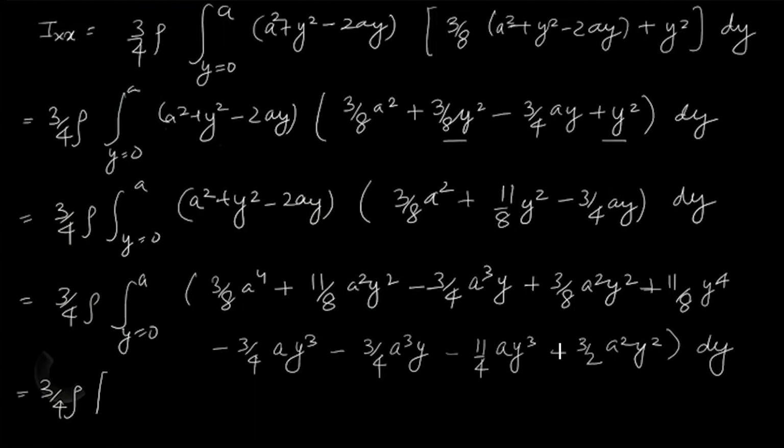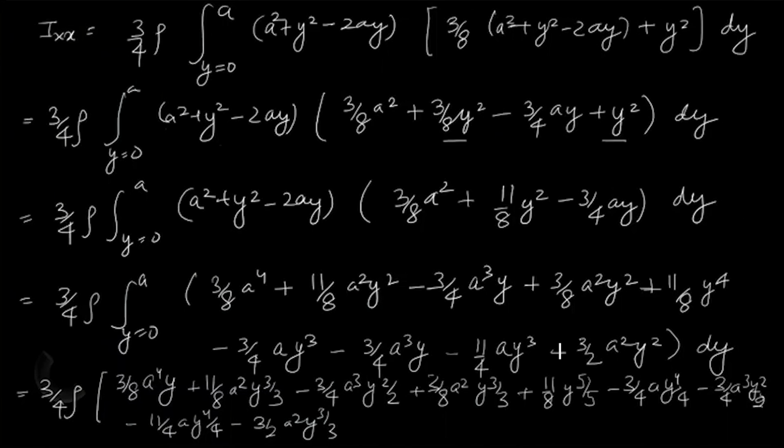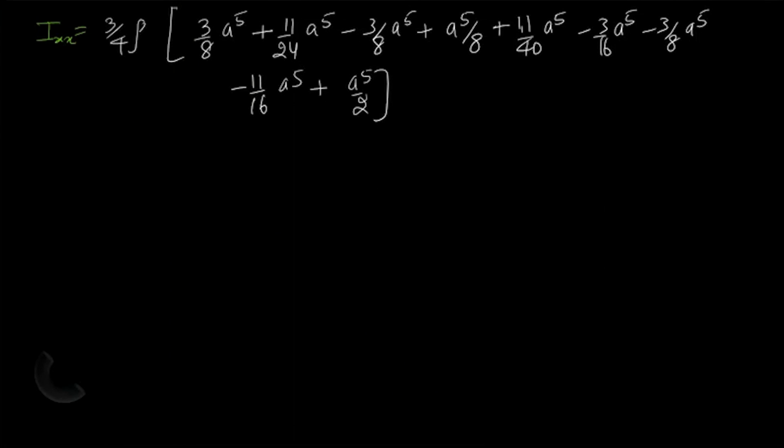So now integrate with respect to y. So this is 3 over 8 a4 y plus 11 by 8 a square y cube over 3 minus 3 over 4 a cube y square over 2 plus 3 over 8 a square y cube over 3 plus 11 over 8 y5 over 5 minus 3 over 4 a y4 over 4 minus 3 over 4 a cube y square by 2 minus 11 over 4 a y4 over 4 plus 3 a square y cube by 3. So we get this expression after solving this.